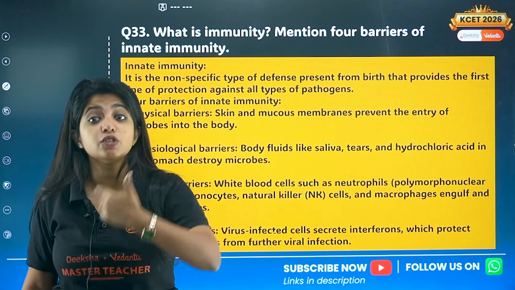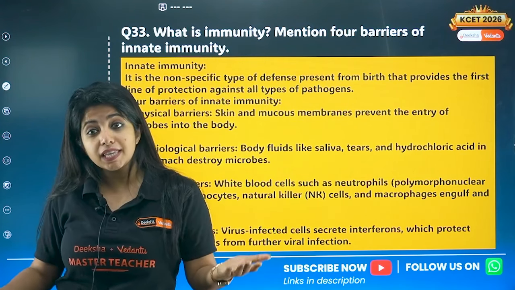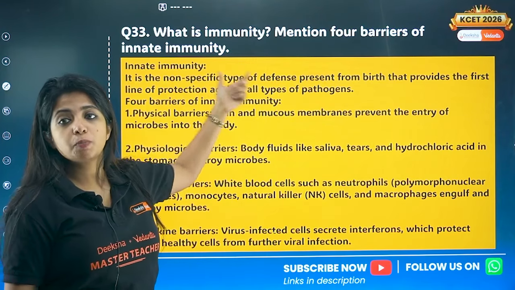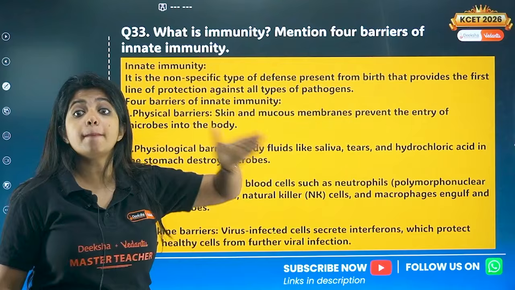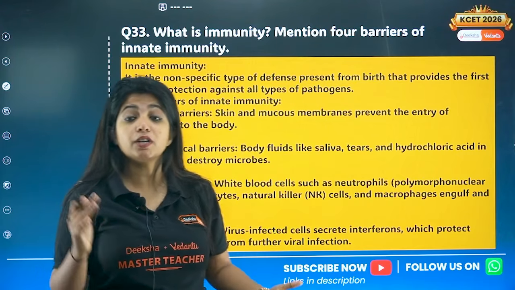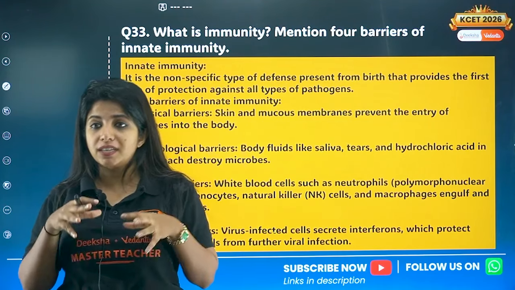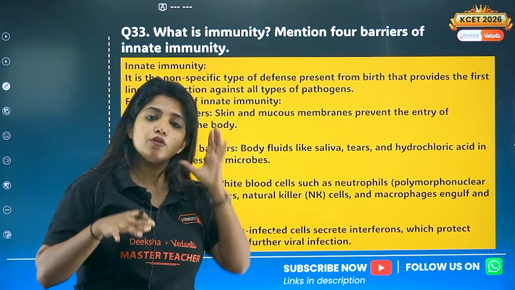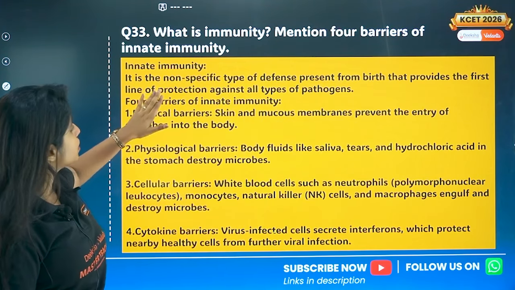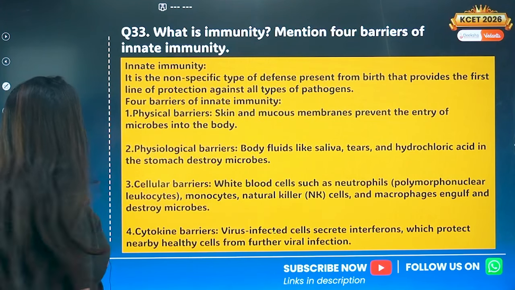For example, the mucus which is being secreted in our body, do you think it just traps small organisms or can trap anything out there? It will definitely trap anything out there, which is why it is known as a non-specific type of defense. It is present from birth. You don't get it throughout your lifetime. That is known as acquired immunity, the opposite of innate immunity. This is present from the day you are born, and it will help you to protect against all the pathogens. So it is a non-specific type of defense present from birth that provides the first line of protection against all types of pathogens.